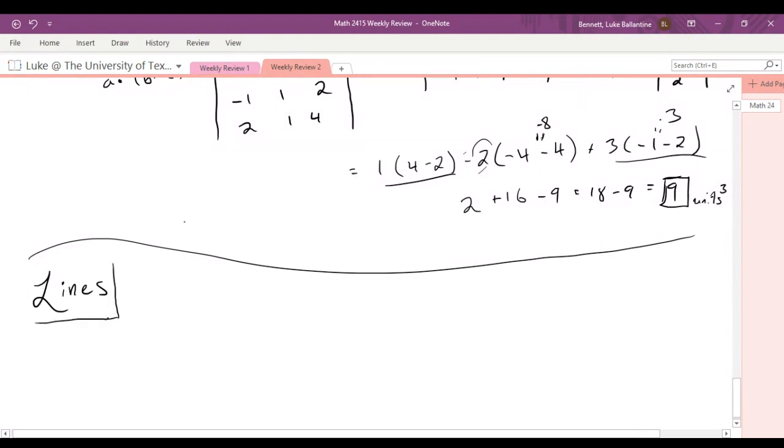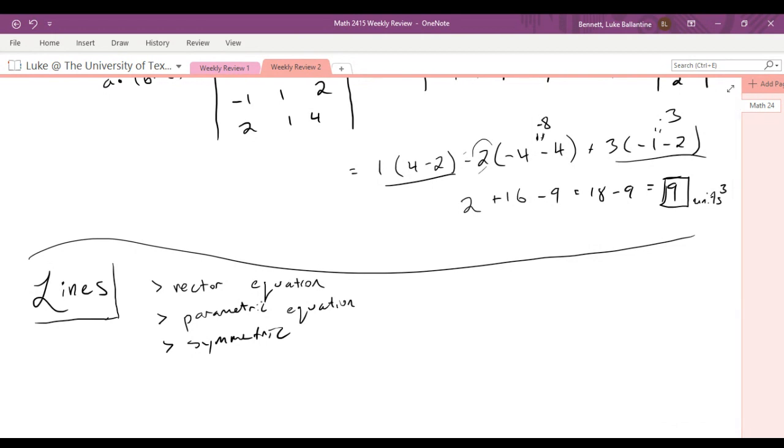Anyway, so we have lines. We have 3 different types of equations that I'm going to talk about for lines. We have a vector equation. We have a parametric equation. And then we have symmetric. You'll find that they're pretty much all the same thing, just written in different forms.